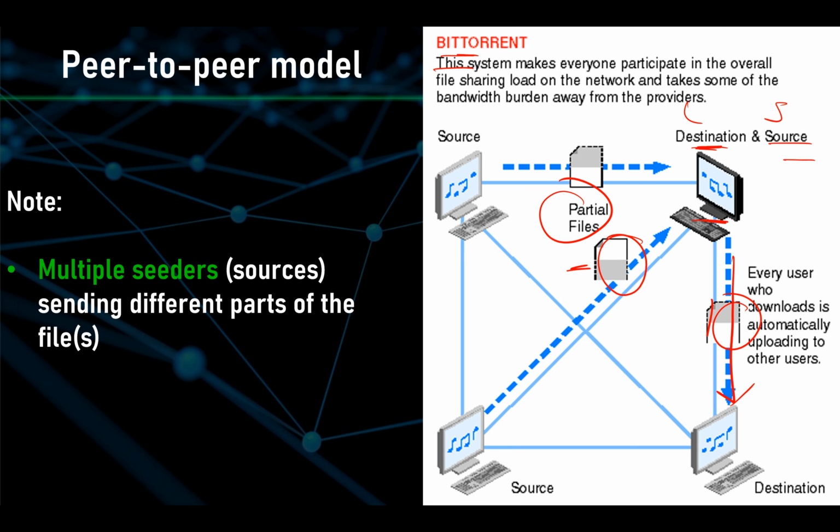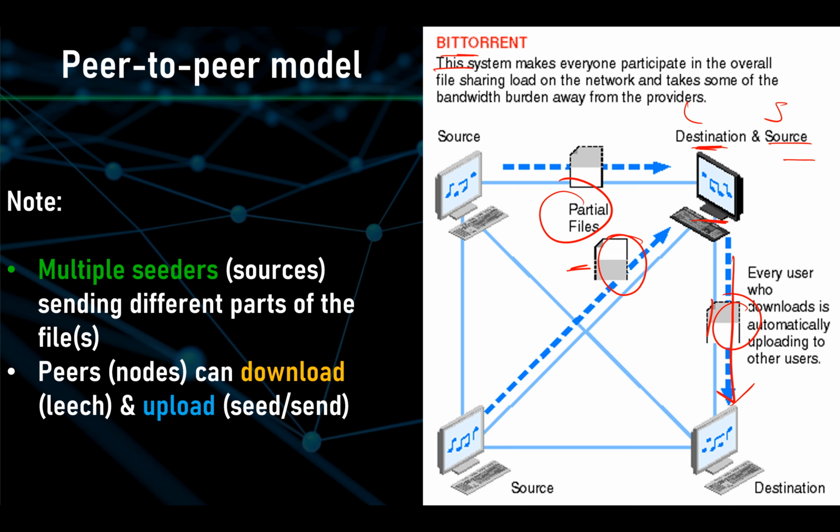So just to recap what we said: there's multiple seeders, or sources, and they're sending different parts of the file, or files. And then peers, or nodes, can download or leech, and upload, which is seed or send. And I think that's the main thing. If we just want to go through that quickly.